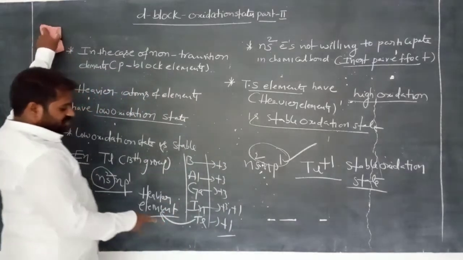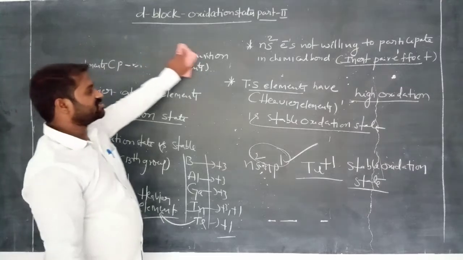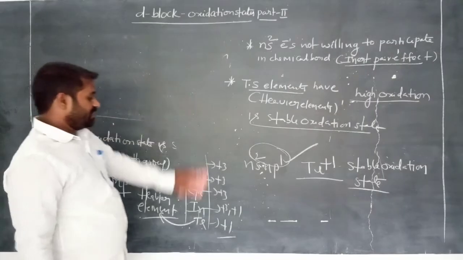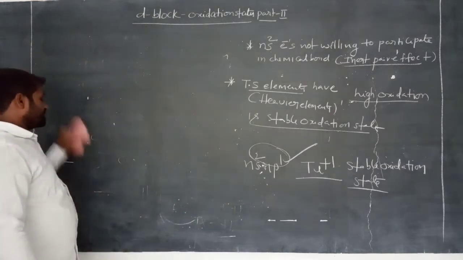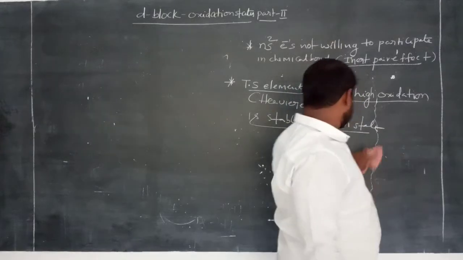But in the case of the 13th group, +1 is the most stable oxidation state. Why? Because the ns electrons are unwilling to participate in the chemical bond. But in the case of transition elements, the higher oxidation state is the most stable oxidation state. Let's see an example regarding this.